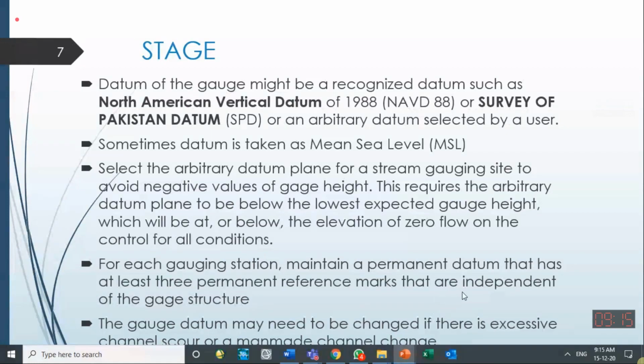With reference to that, the bed level or the zero of your station should be known to you. For each gauging station, maintain a permanent datum that has at least three permanent reference marks that are independent of the gauge structure itself. What do we mean by gauge structure?